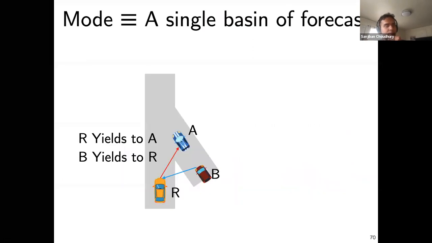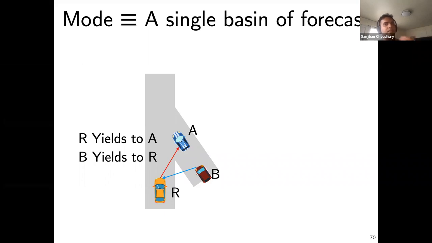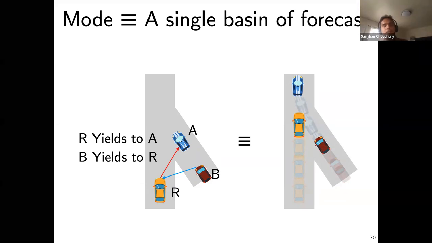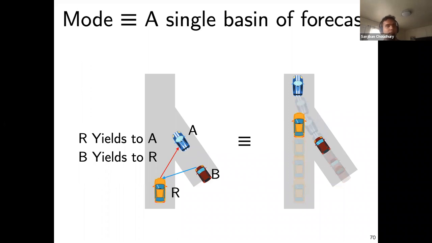And so to see a very quick example, let's go back to merging. Let's say we have the robot R that's yielding to actor A and an actor B that yields to R, right? So this implies an ordering between actors A, R, and B. And if I were to tell you this sentence, R yields to A, B yields to R, knowing this, we can forecast all three actors forward. In fact, we can go further to say that a mode corresponds to a single basin of a forecast. So more generally, if we were to take this multi-agent game and write down the value function for all three actors, that value function will be multi-modal, but this sentence specifies a particular mode of the value function, right?